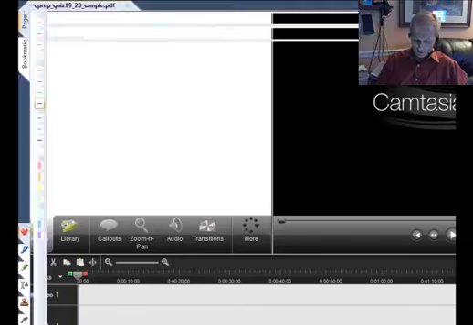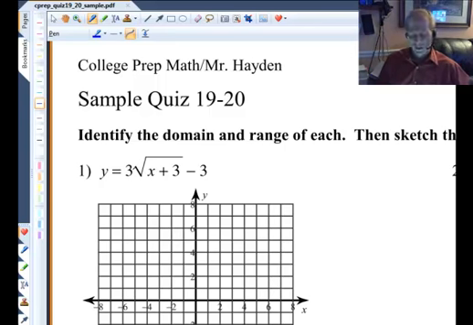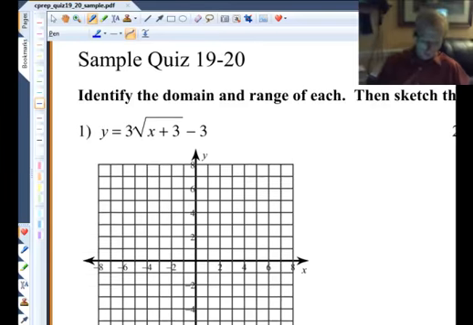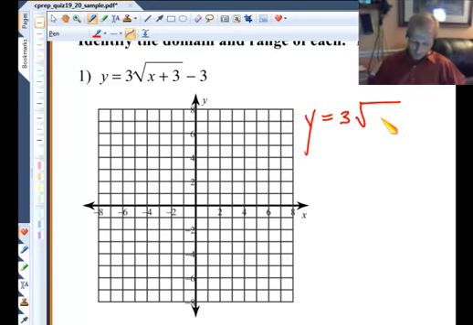Problems that you're going to see on tomorrow's quiz on graphing radical and exponential functions. My first problem here is to graph a square root function. So what I want to do first is graph the parent function. Now the parent function is not going to have the +3 or the -3 associated with it. It's going to be y equals 3 times the square root of x.